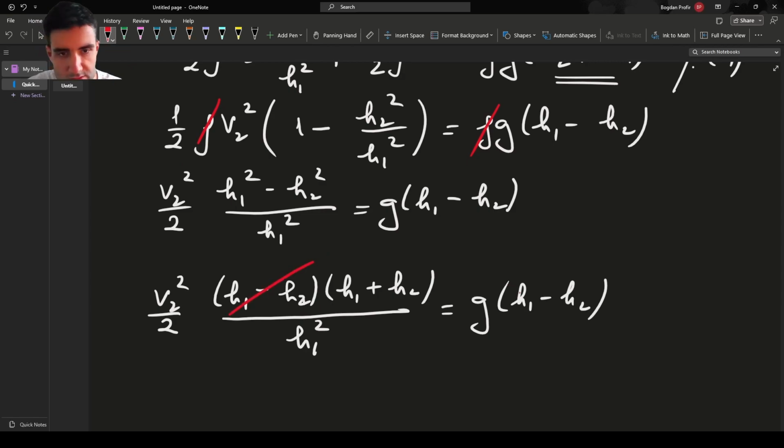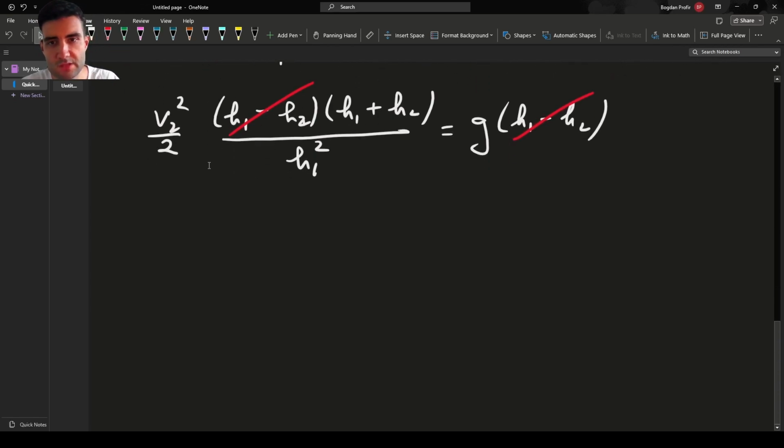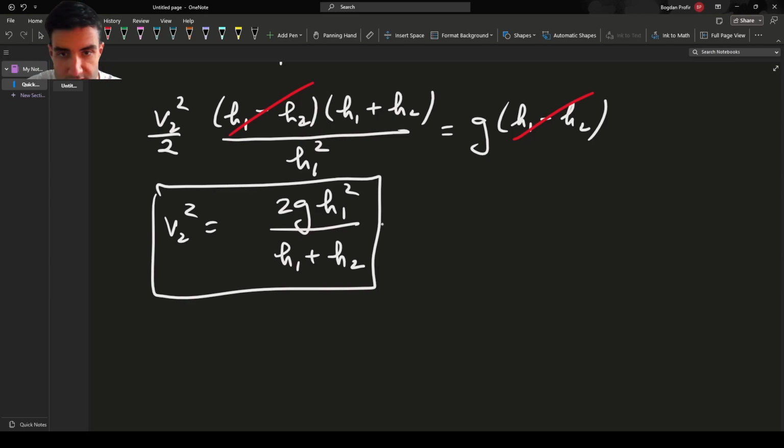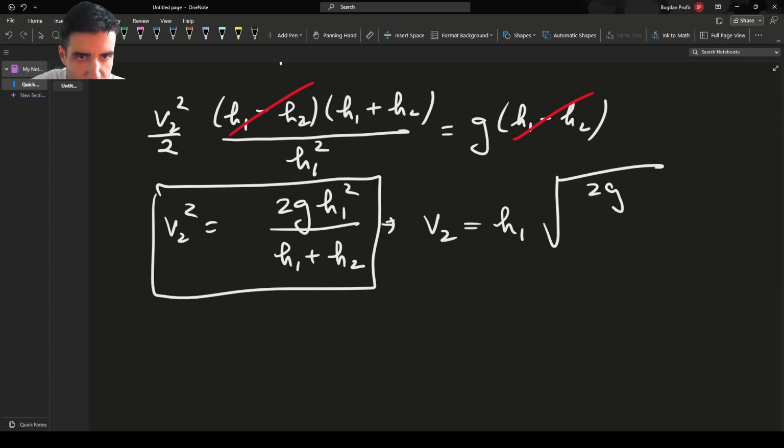You can cancel out those, and we should end up with V2 squared is 2g H1 squared over (H1 plus H2). And that's the expression for it. And now we take the square root. So V2 is just H1 times the square root of 2g over (H1 plus H2).